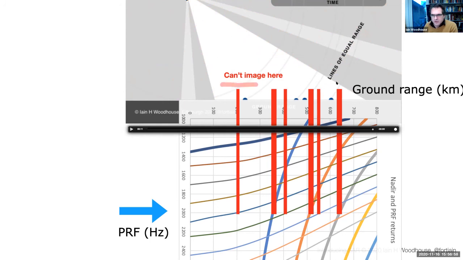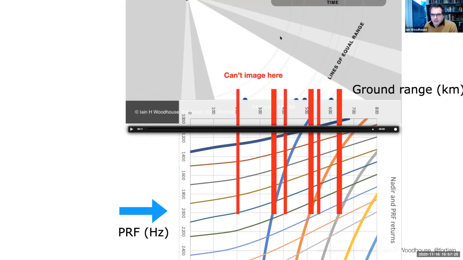across the swath here, each of these bits on the ground marked out by the red lines, those bits of ground across here can't be measured. At that PRF, flying at that altitude, you won't be able to measure those patches on the ground. So that's problematic. It means that we can't get these nice wide swaths that we really want to get.